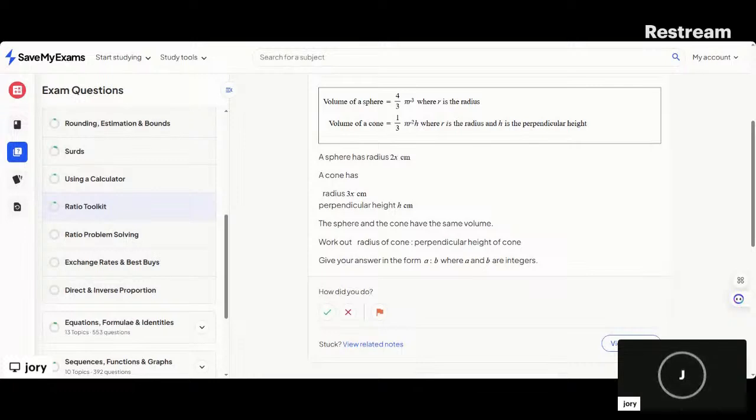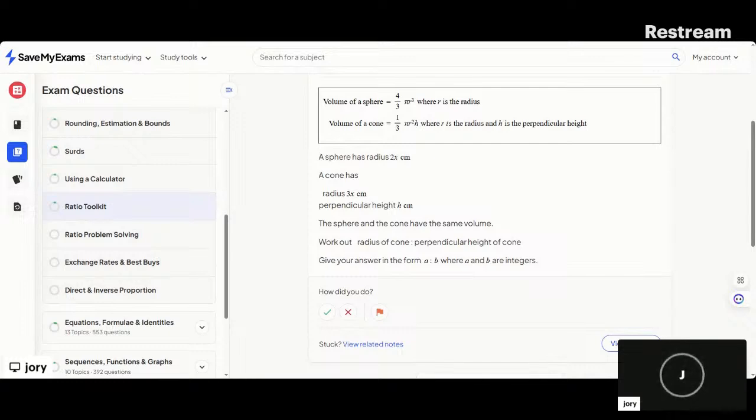So it's 32 divided by 3 times pi, divided by 3 times pi. It's 32 over 9. And then we've got x cubed over x squared. So that's just x. So h equals 32 over 9 x. Oh, I see. Okay, my mistake at the beginning was pretty dumb. It was really dumb.